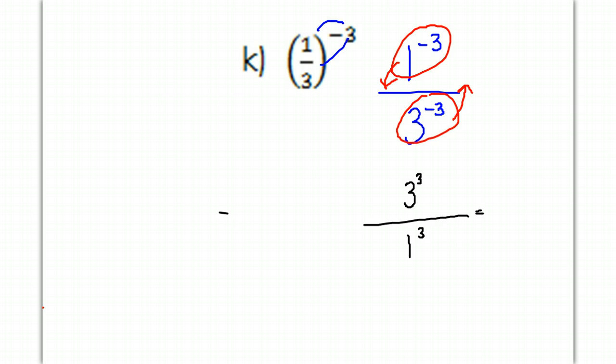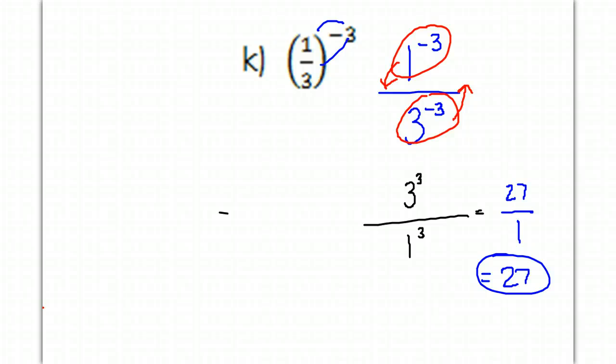And then we can evaluate all these powers. 3 to the third is 3 times 3 times 3. 3 to the third becomes 27. And 1 to the third is just 1 times 1 times 1, which is 1. So this final answer is just 27. That's weird, isn't it? 1/3 to the negative third power. It seems kind of strange that it should be 27, but that's actually the right answer there.